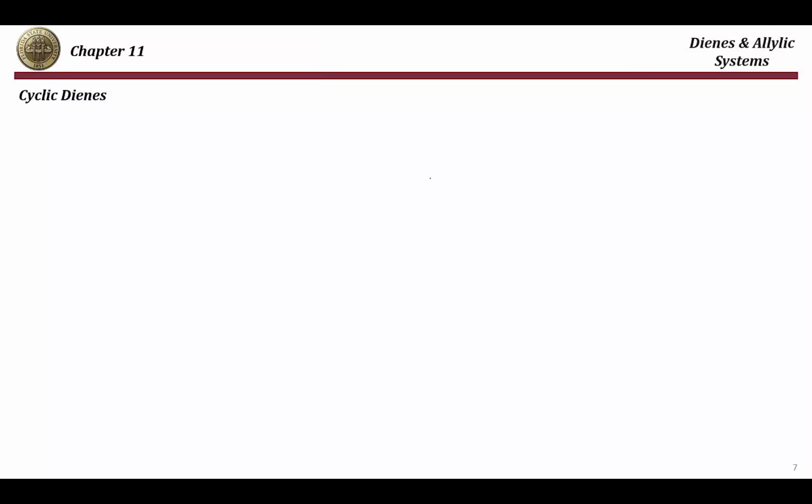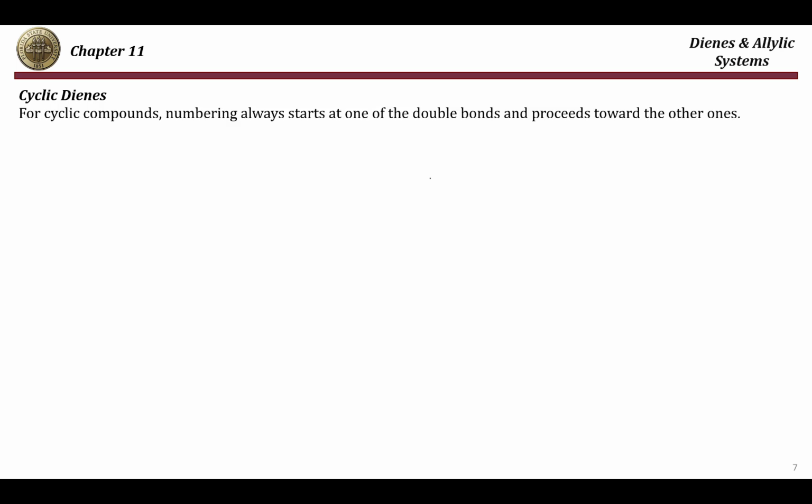In this video, I will explain the basic rules for naming cyclic dienes. So if the two double bonds are inside the cycle, then the diene will be considered as a cyclic diene, and then we have to follow these rules. In cyclic dienes, numbering should always start at one of the double bonds, proceed through this double bond, and then move on toward the second double bond.